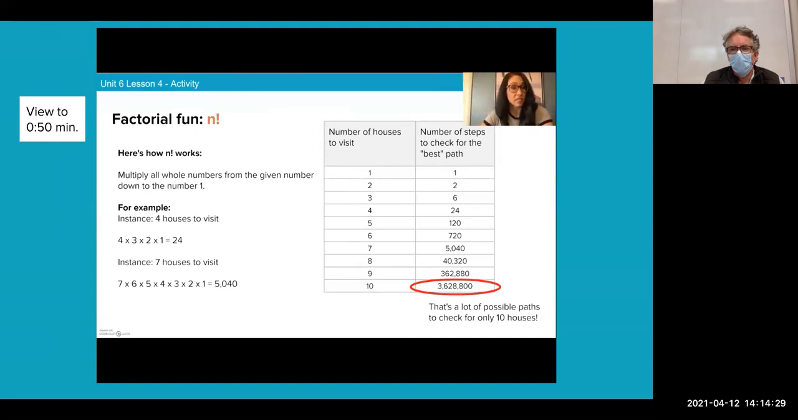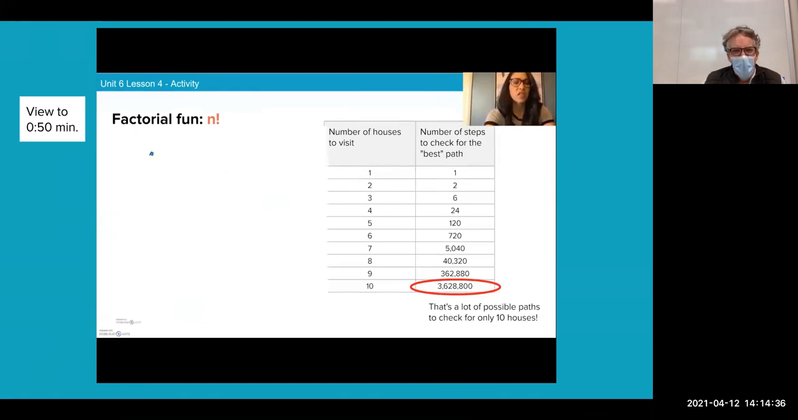So the chart says that if there's 2 houses, there's 2 possible paths. So let's see how we can have 2 possible paths. Let's just say we have a house here and a house here. The 2 paths are going from one house to the other, or from the second house to the first. So there's your 2 paths. When you have 2 houses, it's a little bit different than the rules you had to follow when you had 4 houses, where you had to start and end at the same house. But let's look at 3 houses.